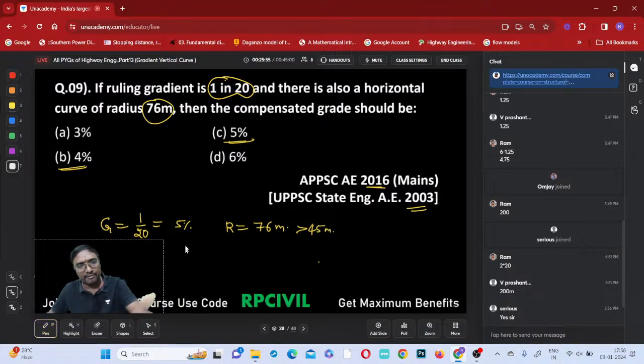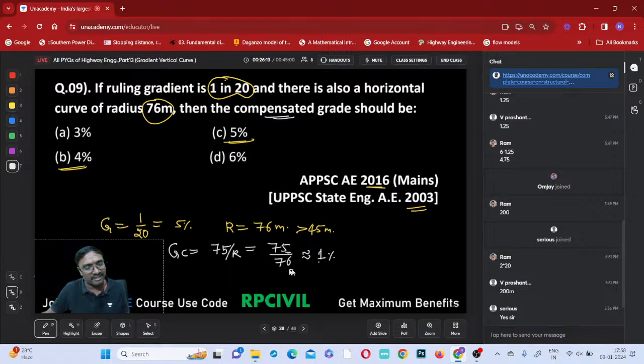Whenever it is greater than 45 meters, what is the grade compensation? You are asked to identify the compensated gradient. First, the grade compensation is 75 by R. So 75 by 76, can we say it is approximately 1%? Because 75 by 76 is 0.98 something. So take it as 1% approximately.